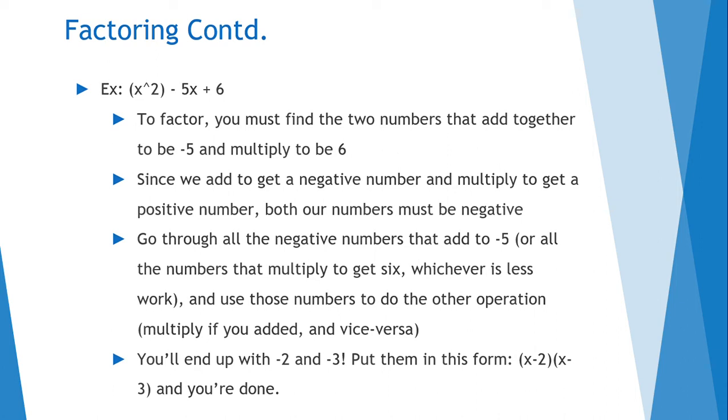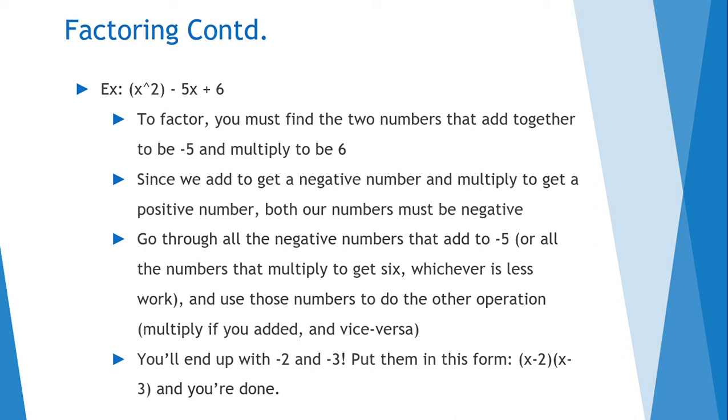numbers that add together to get -5 and multiply together to get 6. Since we add to get a negative number and multiply to get a positive number, both our numbers must be negative, because a negative times negative equals a positive, and a negative plus a negative equals a negative. So let's go through all the numbers that add to -5, and all the numbers that multiply to get 6, whichever is less work, and use those numbers to do the other operation. So multiply if you added and vice versa.